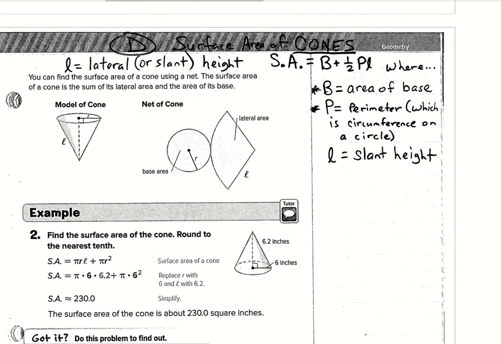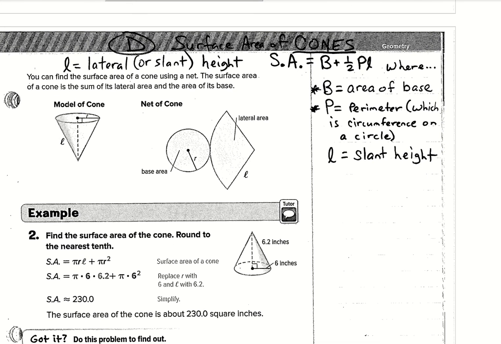All right, so once you're done with that got it problem, we're actually going to move on to the surface area of cones. Cones are actually nice for surface area because you have the same formula as the surface area of a pyramid, where we have B, or the area of the base, plus 1/2 the perimeter of the base times the slant height.